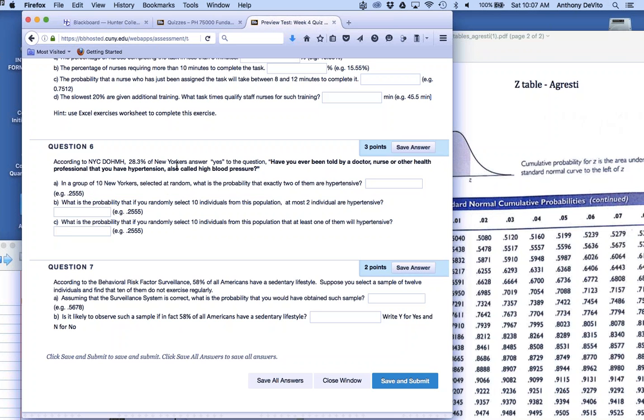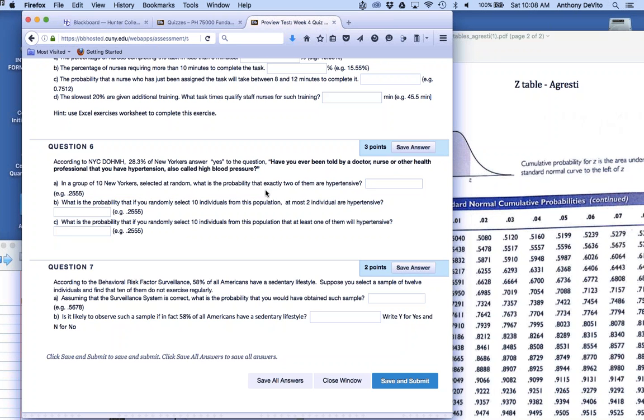According to the New York City Department of Health and Hygiene, 28% of New Yorkers answered yes to this question: have you been told by a doctor that you have hypertension? In a group of 10 New Yorkers selected at random, what is the probability that exactly 2 of them have hypertension? Well, now we're dealing with something called the binomial distribution.